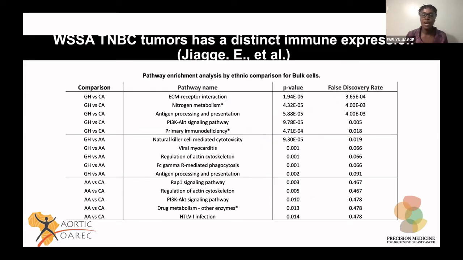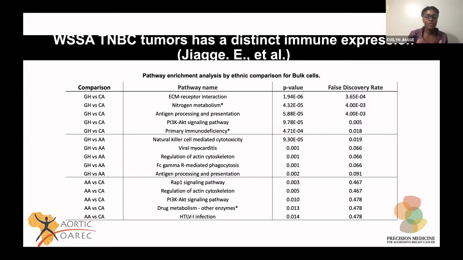From the initial work that we have published, just because of time, we will not go into all the details. We are beginning to see that tumors in women with Sub-Saharan African ancestry have a distinct immune signature that regulates these triple-negative breast cancers and can be targeted for therapy. When you compare Ghanaian to Caucasian tumors, we have some of these pathways that I'm showing, the ECM receptor interaction, nitrogen metabolism, antigen processing and presentation, and PI3K-AKT signaling pathways coming up in the Ghanaian tumors.